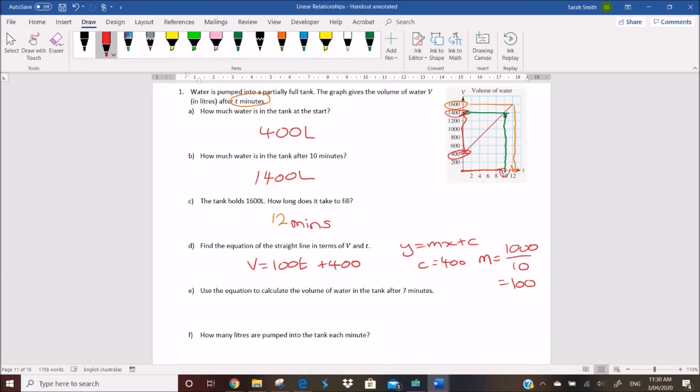So if we wanted to use the equation to calculate the volume after 7 minutes, we do V equals 100 times 7. So our T is now equal to 7, plus 400. So that's going to equal 1,100 litres. How many litres are pumped into the tank each minute? We worked that out back in part D. So 100 litres per minute is going into the tank.